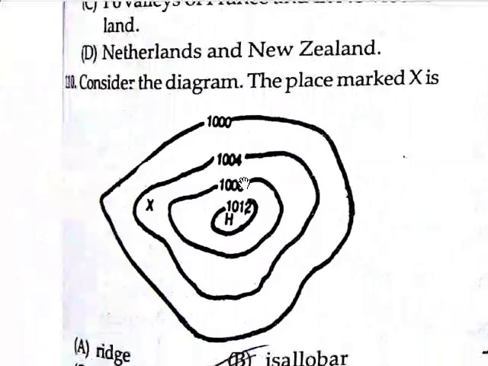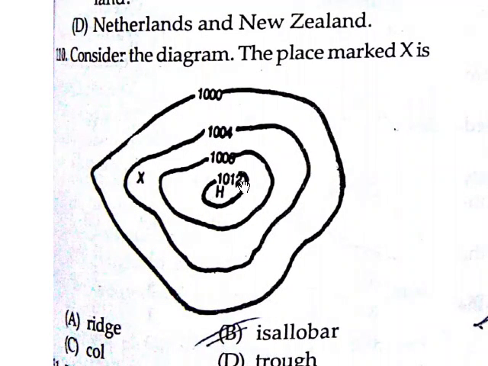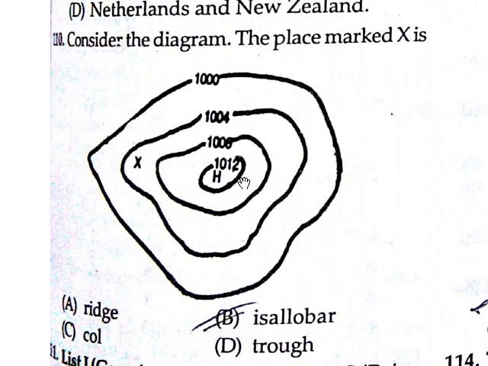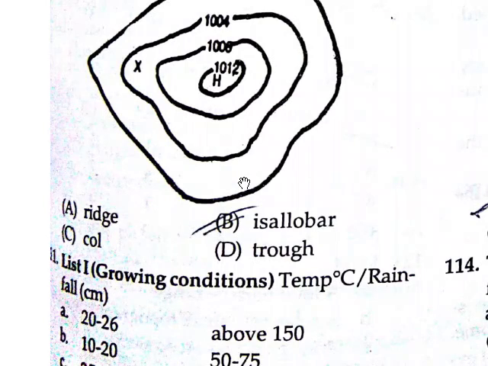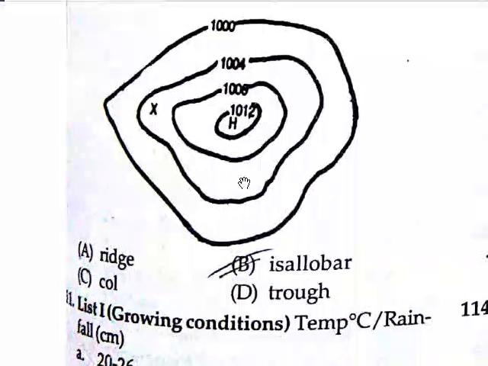Consider the following diagram. The place marked X is yellow bar. Okay, X is mainly yellow bar. Not red, not coal, not others.